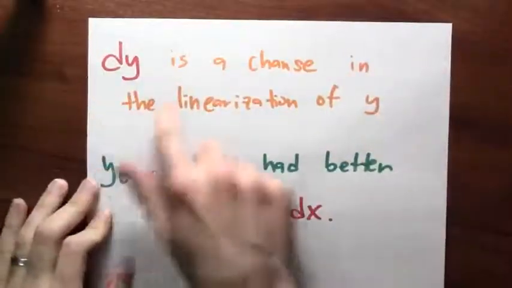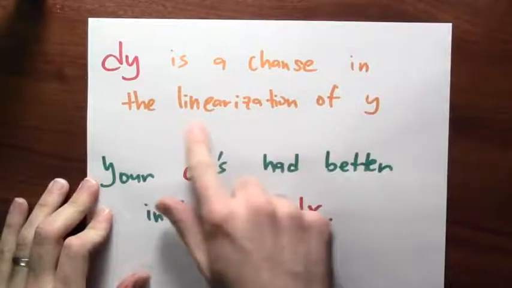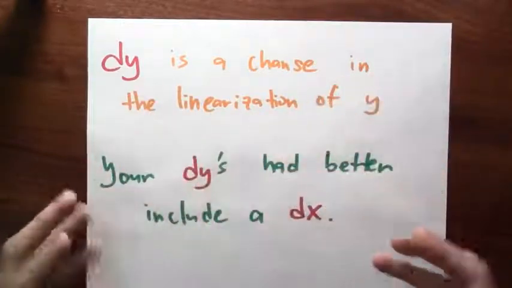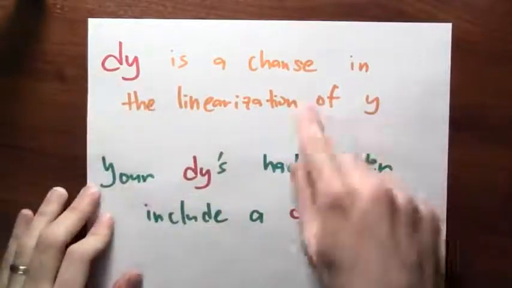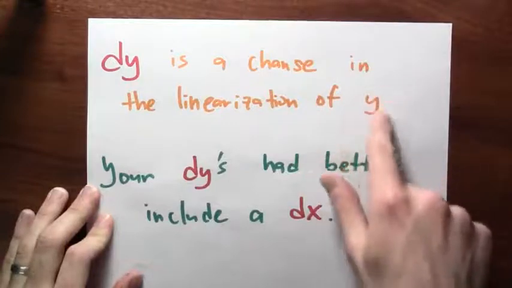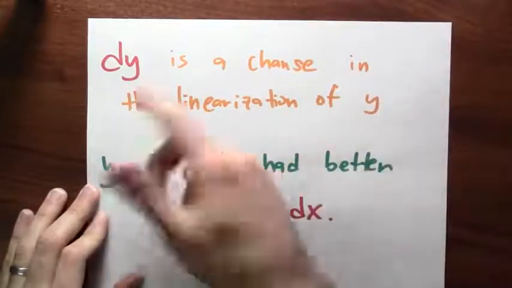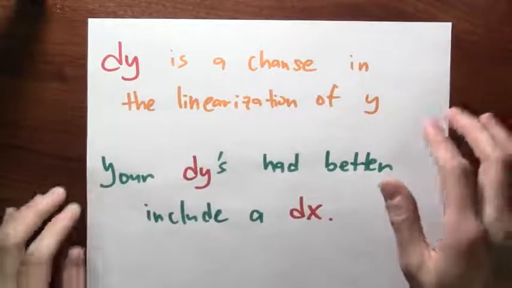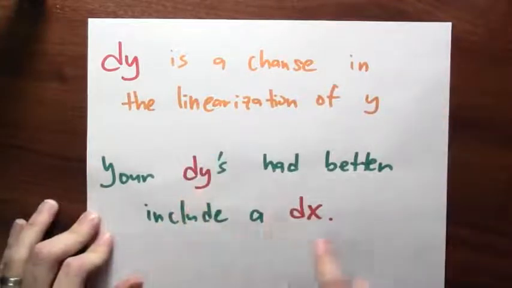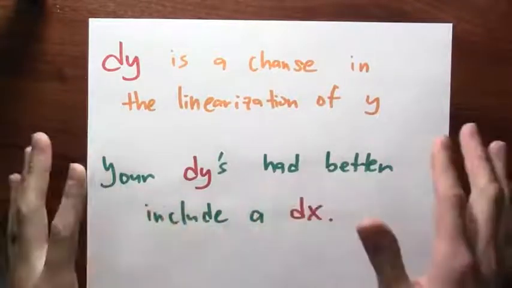And if you think about what the derivative is, well, the derivative really is dy over dx, in some sense. If you take the derivative and multiply it by how much the input changed by, you don't actually get how much the output changed by, but you get an approximation to how much the output changed by. And that's what this dy is being used as. This dy is the change in the linear approximation. In words, dy is a change in the linearization, or the linear approximation, or the tangent line approximation to this function that you're thinking of as y depending on x. That's what dy is. I should emphasize that your dy's had better include a dx in there somewhere.